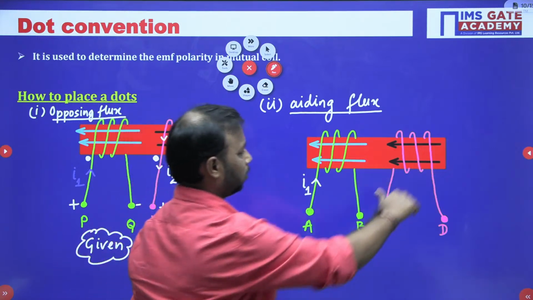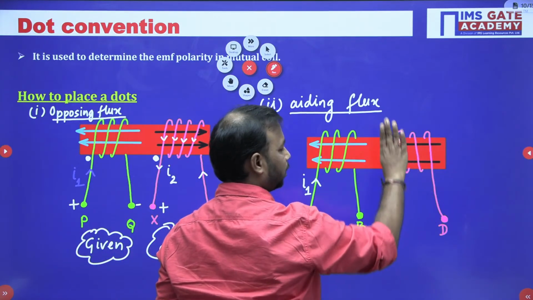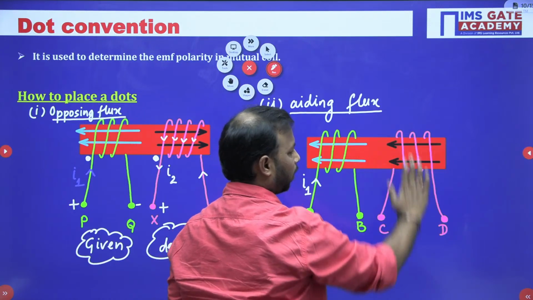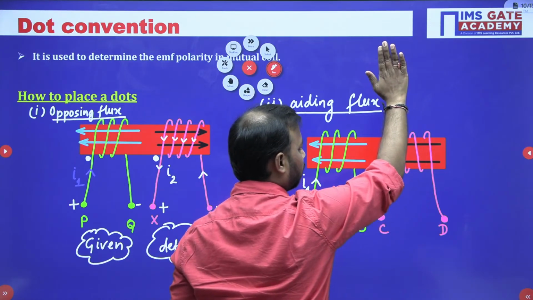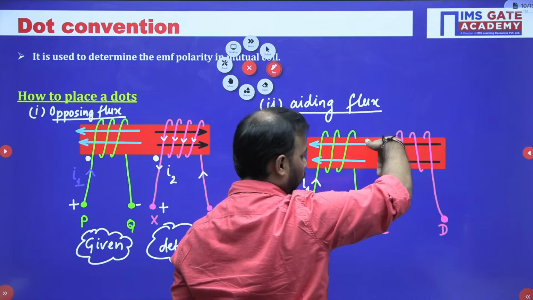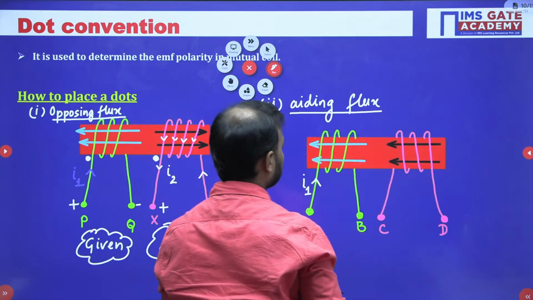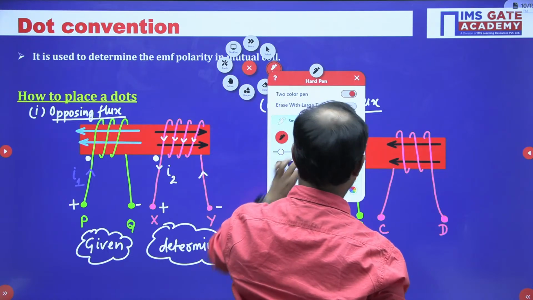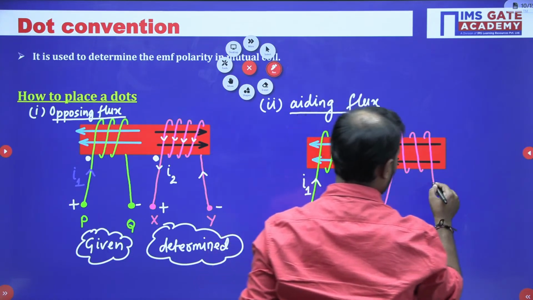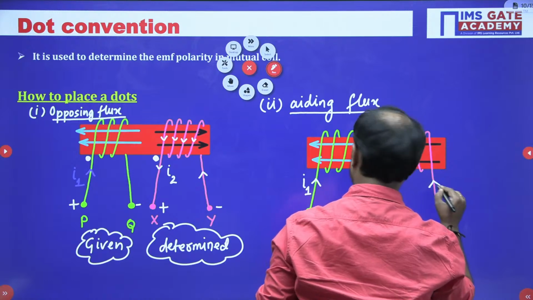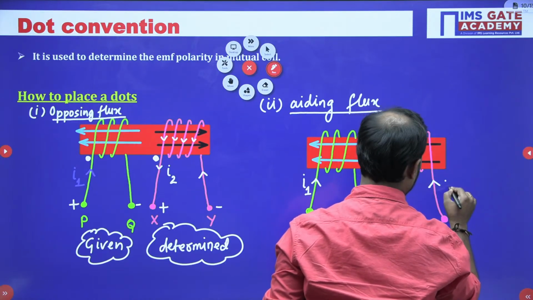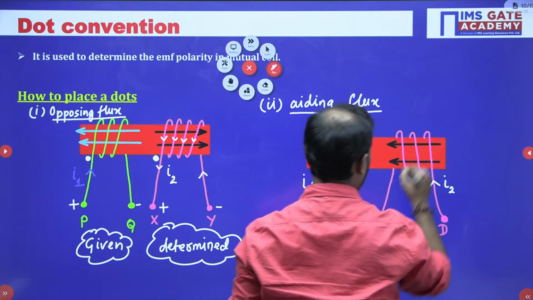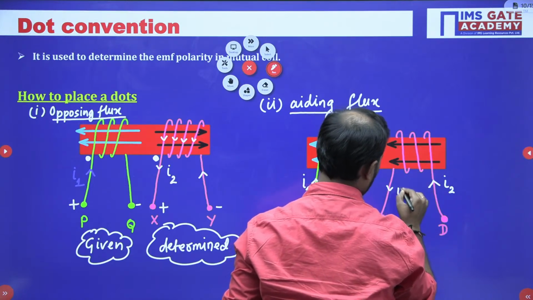तो कैसे होगा, फ्लक्स, this fourth finger will give you the direction of current. So from front side it is upward and from back side it is downward. So देखो कैसे होगा. So from front side it is upward. Let me write here I2. And from back side it is downward. So it will be I2 here.